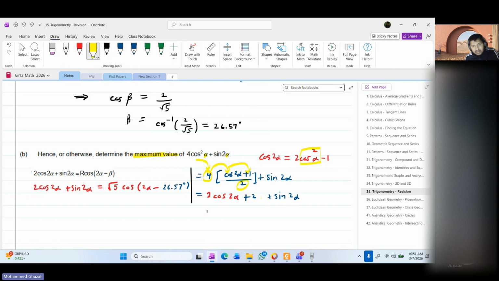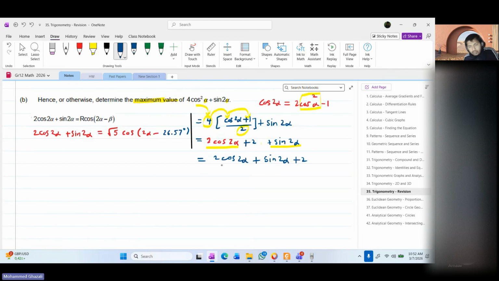Look, guys, we already have this expression: 2 cos 2 alpha plus sine 2 alpha, plus 2. Now we already know what this part is. This part is root 5 cos of 2 alpha minus beta, and then plus 2. Basically, we converted this into this.